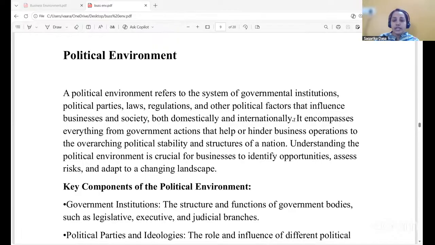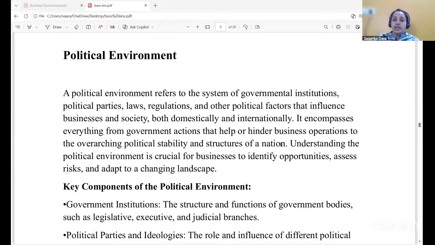When we say political, we cannot study only the domestic political environment. We have to study both internationally as well as domestically. It includes everything related to the government institutions, political parties, political factors which have an influence on the business as well as on the society. It encompasses everything from government action that helps or hinders business operations to the overarching political stability and structure of a nation.